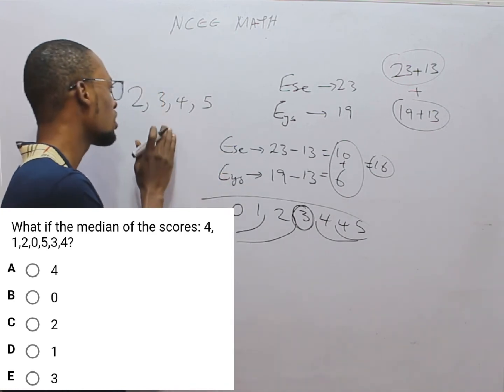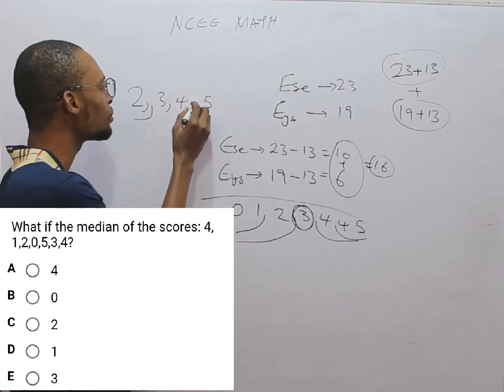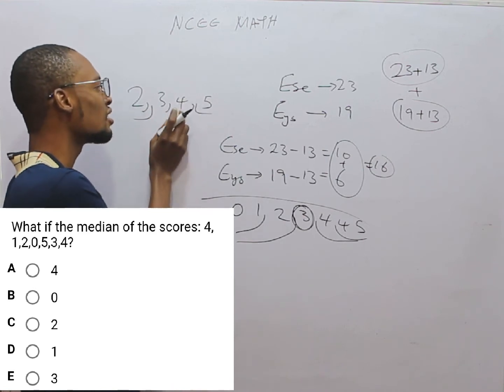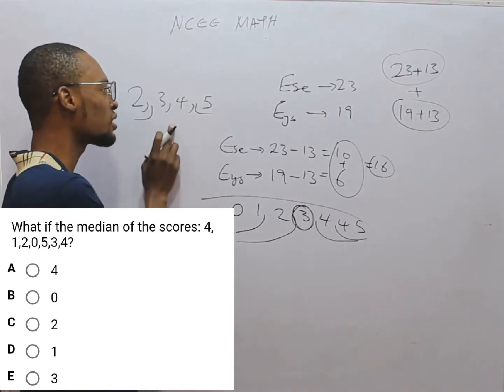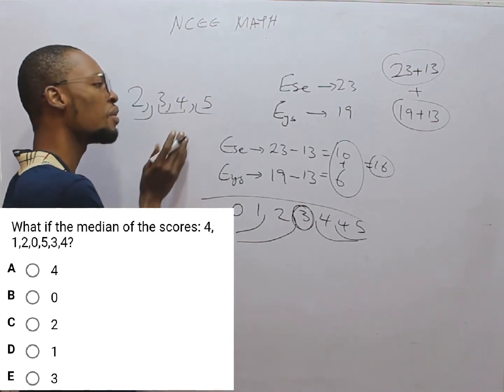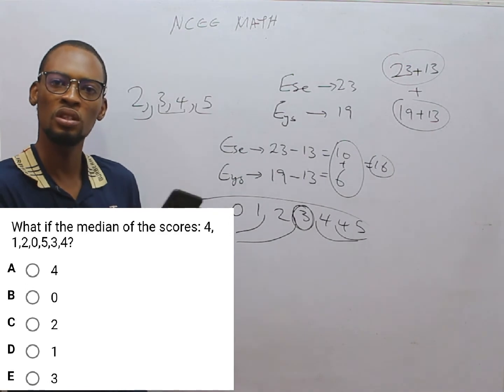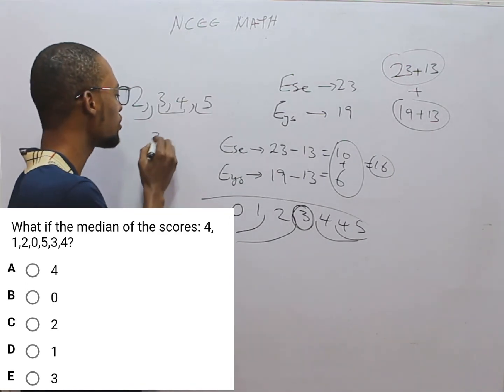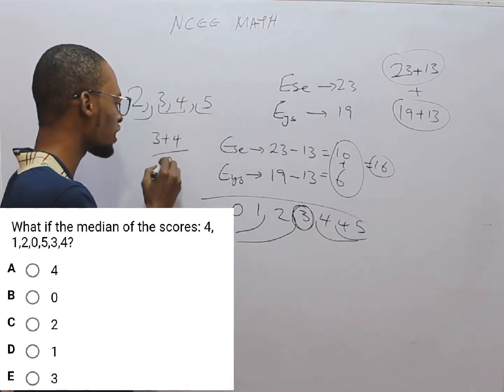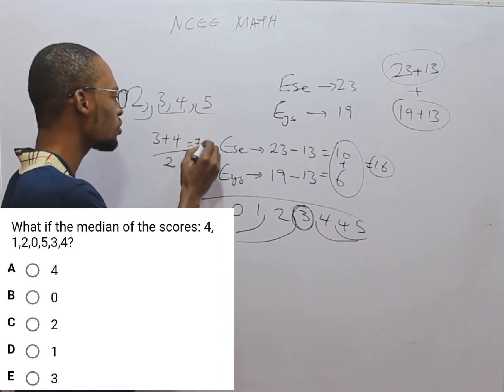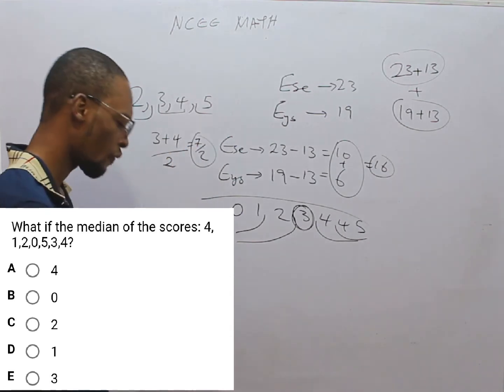Now give me this one. When you remove 1 here, you remove 1 here, you have 2. So if you remove one here, you remove one here, you have nothing. Meaning 2 has to be at the middle. The middle in this case will be the average of the two numbers. That is 3 plus 4 over 2. That is 7 over 2. This is the middle number.